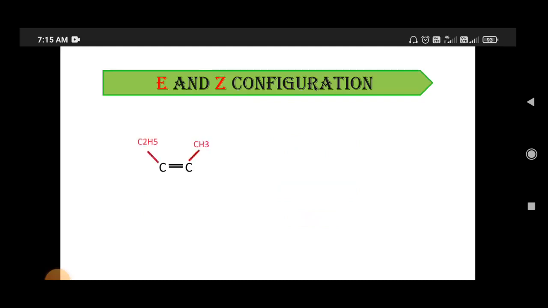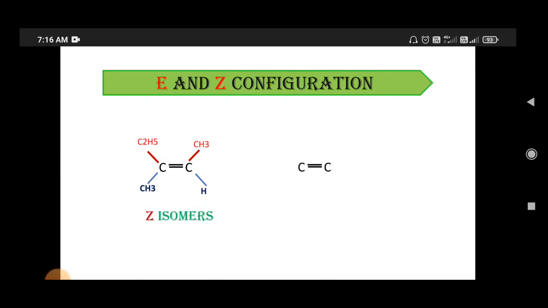For example, in this molecule, one of the carbons contains methyl and hydrogen as substituents. Here the molecular weight of methyl is higher compared to hydrogen. So this is high, this is low. In the other carbon, on one side ethyl is present, on the other side a methyl substituent is present. We know that ethyl is high molecular weight and methyl is low molecular weight. High molecular weight substituents are present on the same side and low molecular weight substituents are present on the same side. So, this isomer is the Z isomer.